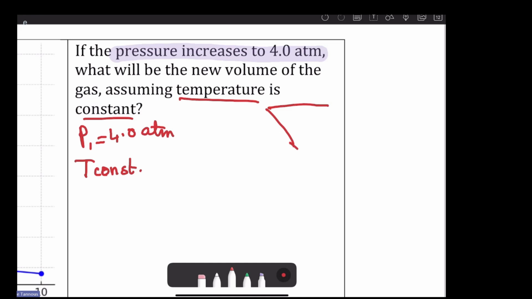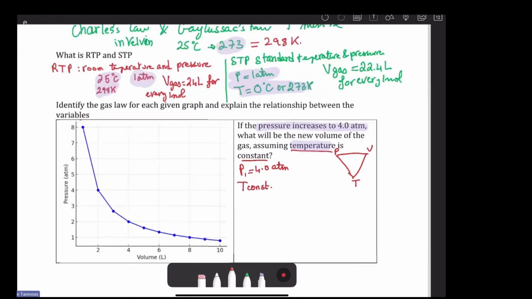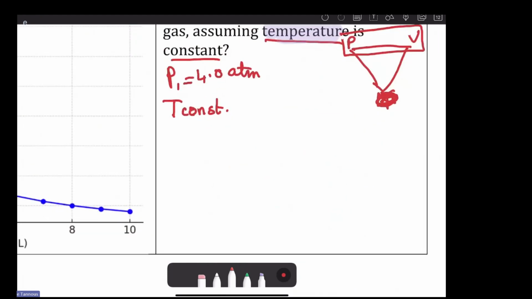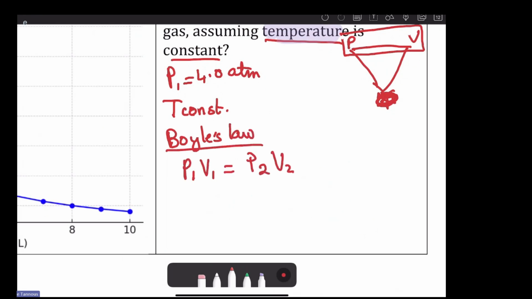I go to my triangle PVT. They said temperature is constant. So you hide T. So your formula now is between P and V, which is Boyle's law. So we are in Boyle's law, which is P1 V1 equal P2 V2.